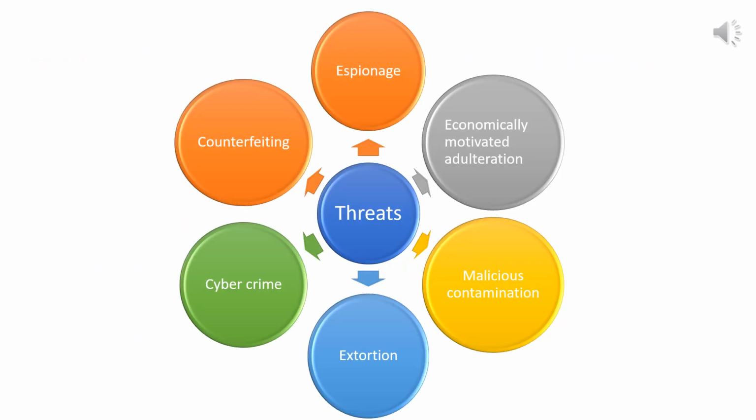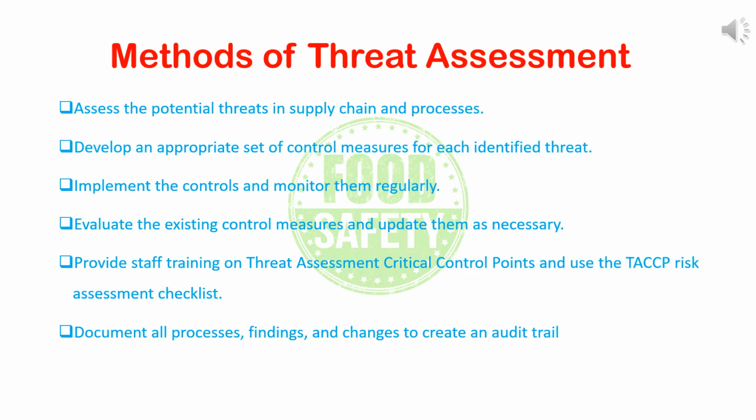Now let's discuss different threats of TACCP. They are espionage, economically motivated adulteration, malicious contamination, extortion, counterfeiting, and cybercrime. Now let's go through the different methods of threat assessment.